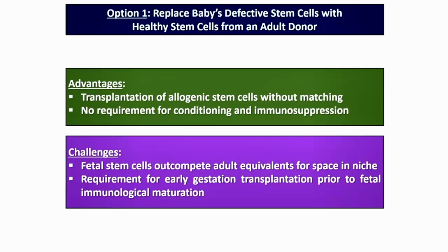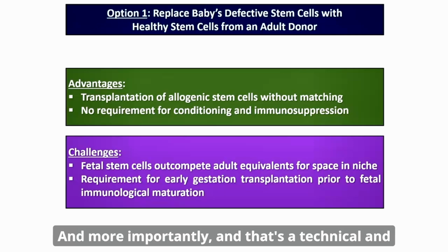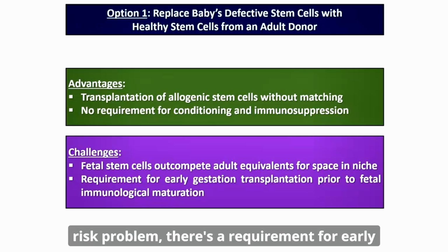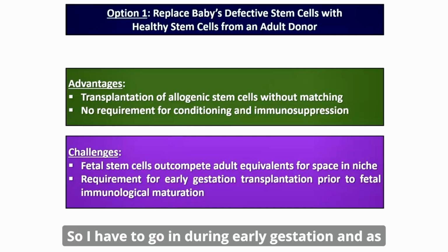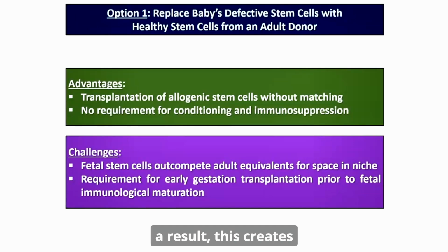The fetus is programmed to proliferate, enlarge, so mice stem cells will not have the same competitive advantage as the fetal stem cells. And more importantly, and that's a technical and risk problem, there's a requirement for early gestation transplantation prior to fetal immunological maturation. So I have to go in during early gestation, and as a result, this creates risks and technical problems.